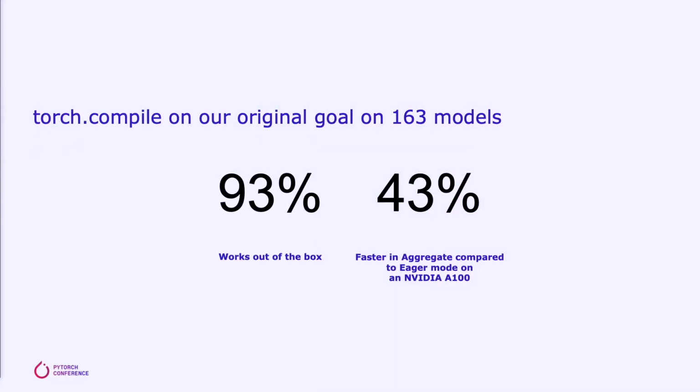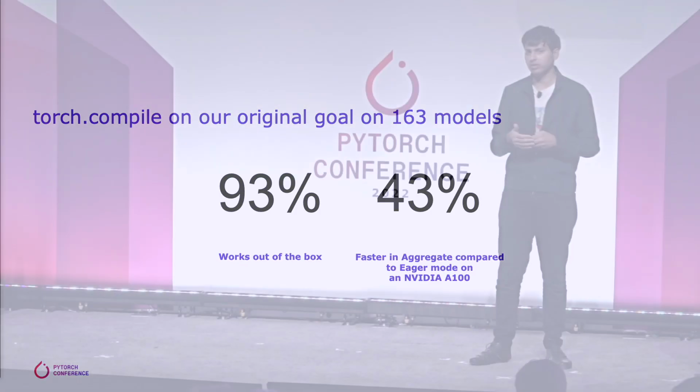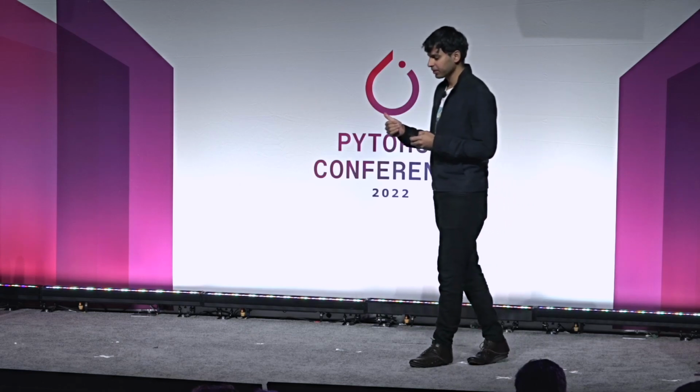Just to summarize, we are introducing torch.compile in 1.14, and on our original goal of optimizing these 163 models, it worked out of the box without any change 93% of the time. And it works 43% faster on average in the aggregated performance numbers, compared to eager mode on an A100.